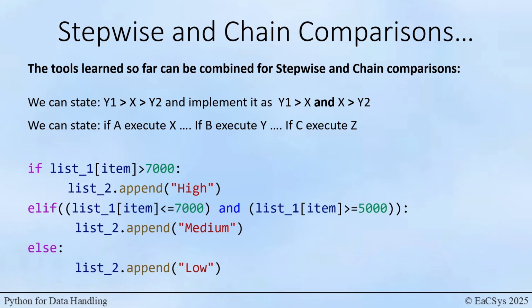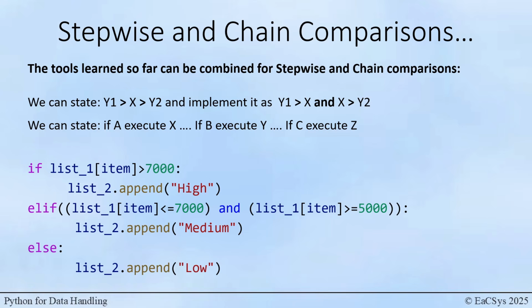And on the screen, you can see an example showing chain comparisons and some code also showing a simple chain comparison in the else-if statement. And at the top of the text on the screen, there is a chain comparison example and a simple stepwise comparison example. And these show Pythonic ways to implement stepwise and chain logic tests from the tools we have learned so far.